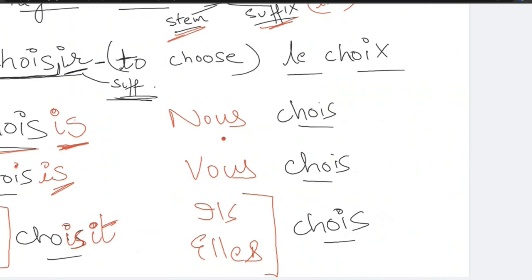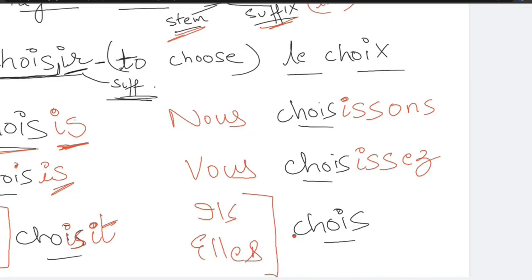And for nous, we do not do this. It's not nous choisons. We put one more ISS and then ONS. Nous choisissons. And then vous choisissez, same thing, but we just add a double S. Vous choisissez.